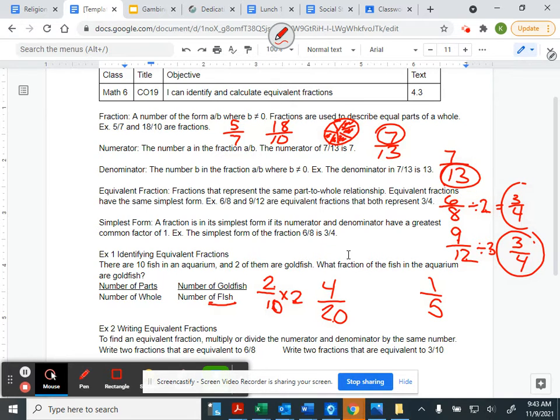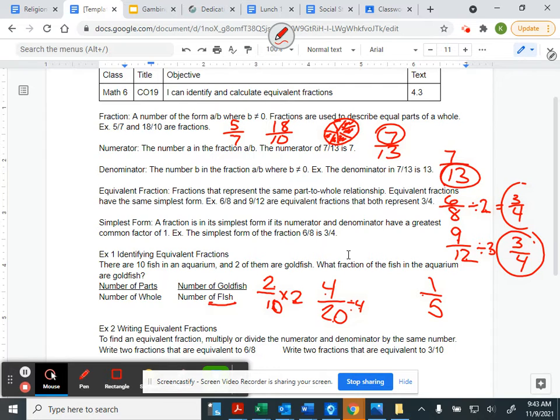Could I make 4/20 go down to 1/5? Yes, I could divide a 4 out. 4 divided by 4 is 1. 20 divided by 4 is 5. These are all equivalent fractions. Both 2/10 and 4/20 can simplify down to 1/5.